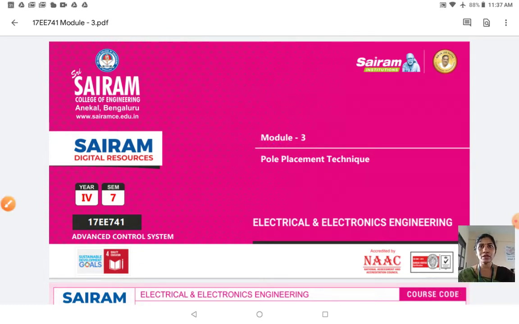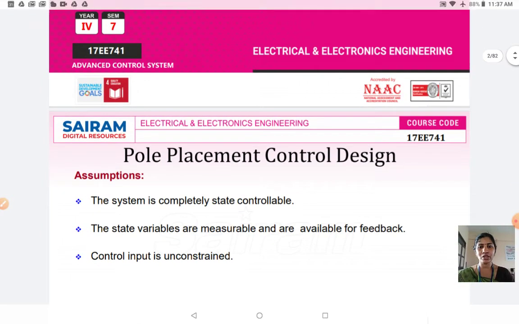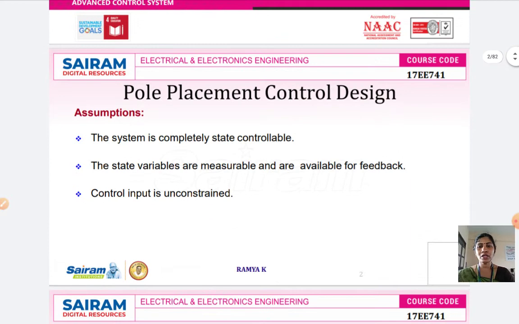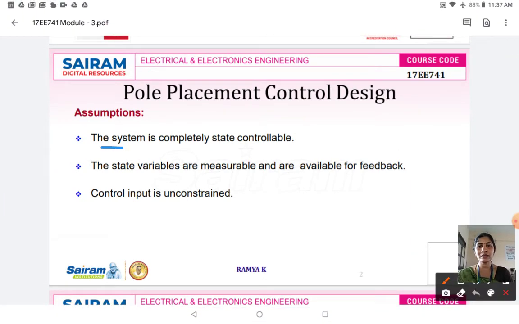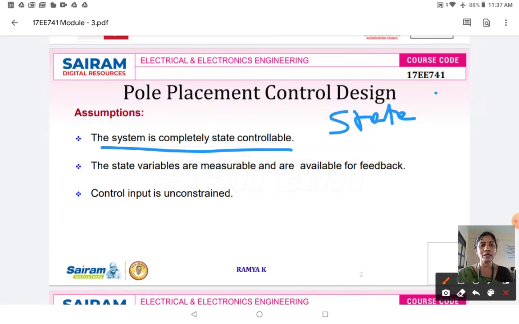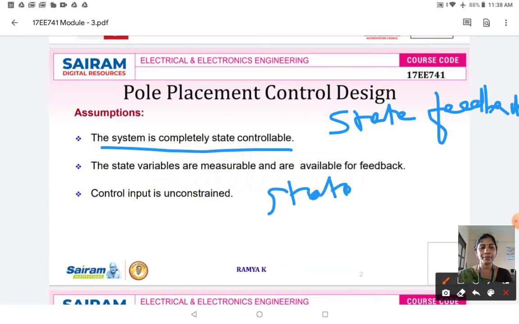Okay, so next one is the state variable method. In case of your state variable method, an accurate model of the system can be provided for the design process, and in this we are going to assume an initial condition. So the main consideration in case of your pole placement technique is that the system is completely state controllable. So here you are going to read two things. One is your state feedback design, and the second one is your state observer design.